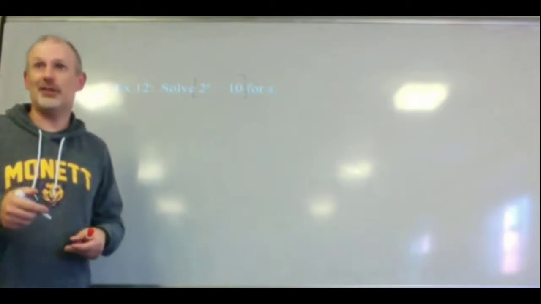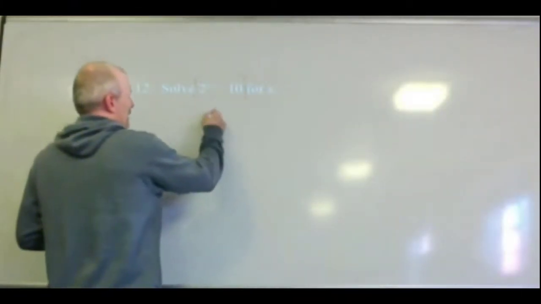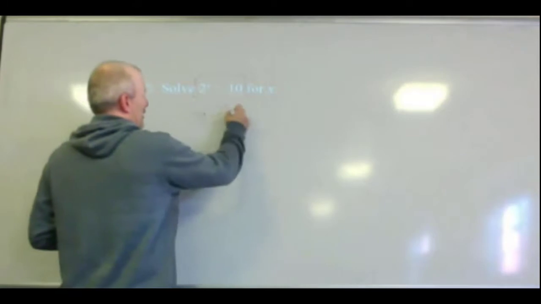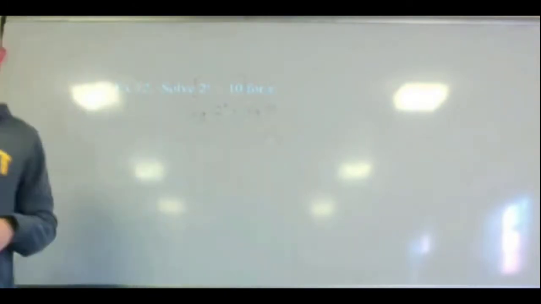So then what was step 2? You can look if you need to. It's totally fine. Take the log of both sides. So we're going to have log of 2 to the x power equals log of 10. So we're taking the log of both sides. That's the only thing we do, log of both sides. Okay, is everybody understanding what we did there?